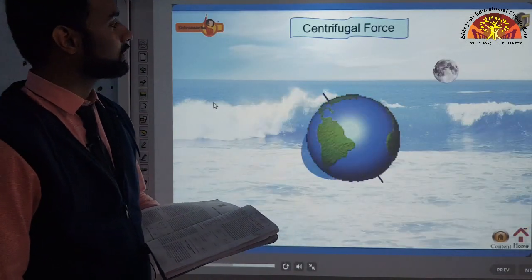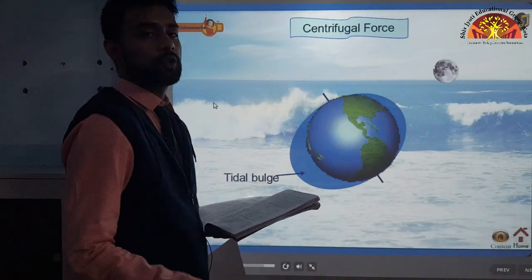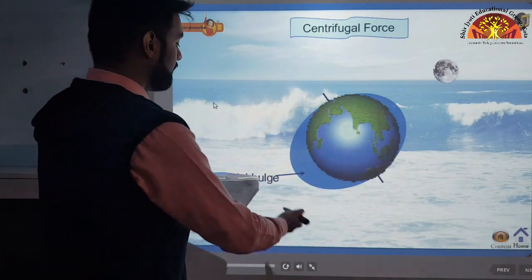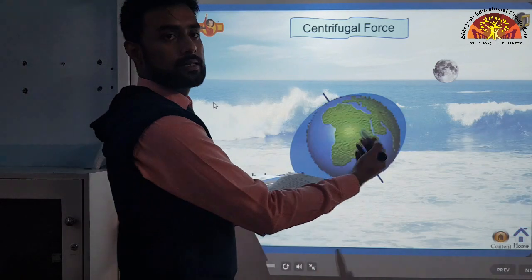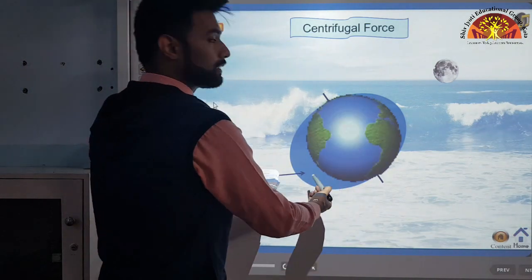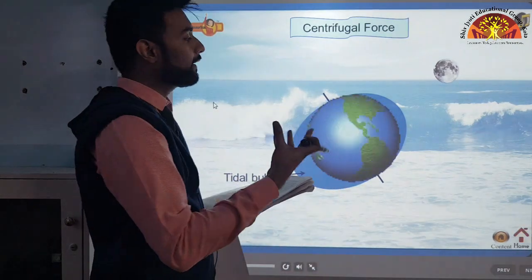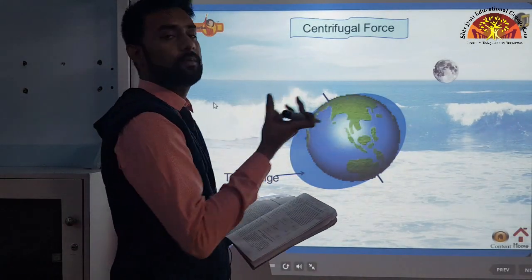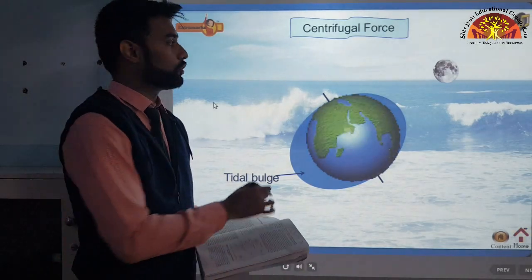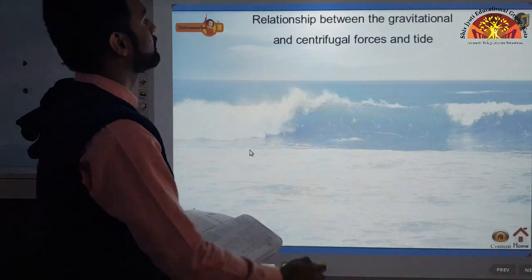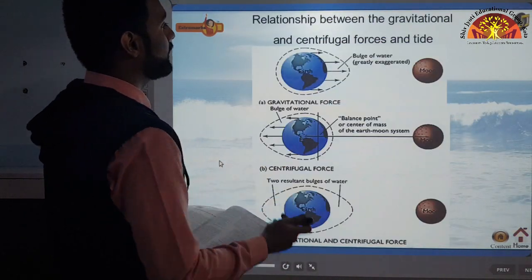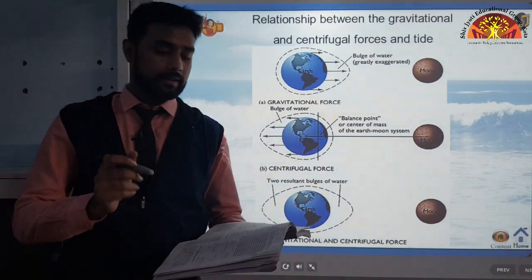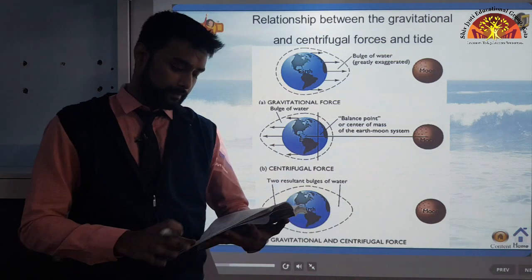Now centrifugal force, as I told you, is the force which throws a moving object outwards. As you can see, because our earth is continuously rotating, water from the surface will be thrown out. But because the gravity is much stronger than the centrifugal force, it will keep the water. That is the tidal bulge, which you will see. Now here you can see the relationship between the gravitational and centrifugal forces and tide. The diagram is given in your book as well.